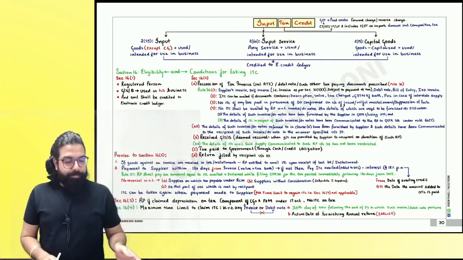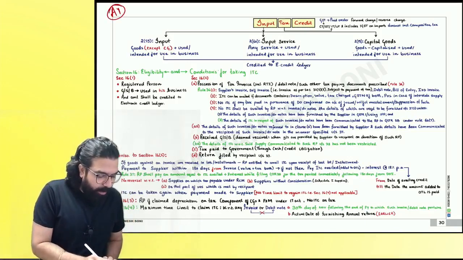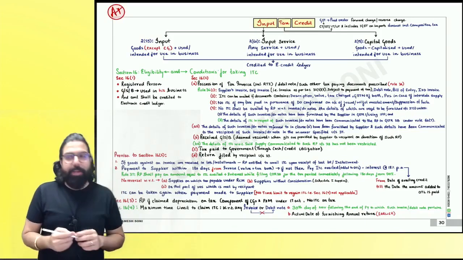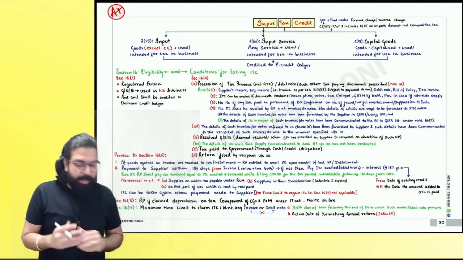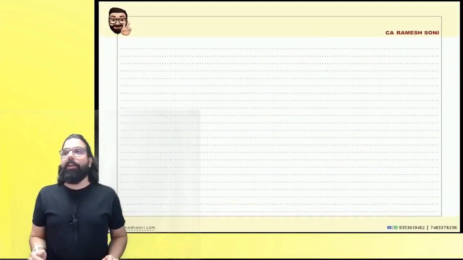Everyone over here, chalo, A plus graded chapter, ITC, right everyone? Let's go ahead and start with input tax credit. Everyone over here now. Let's go ahead and first of all take a quick linking.